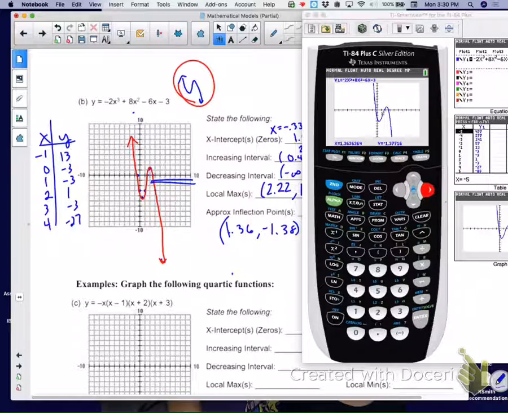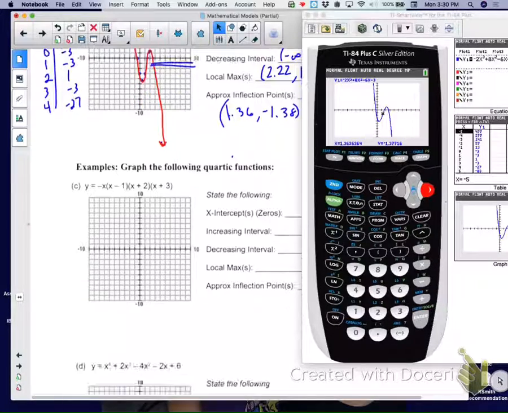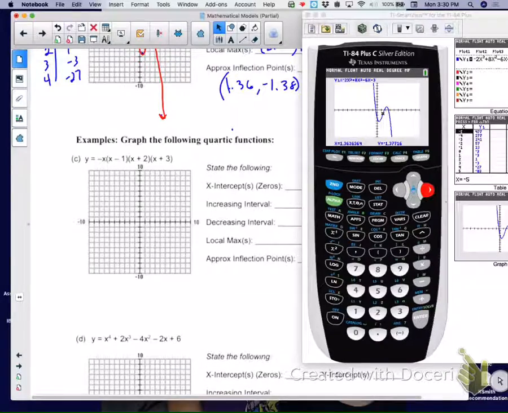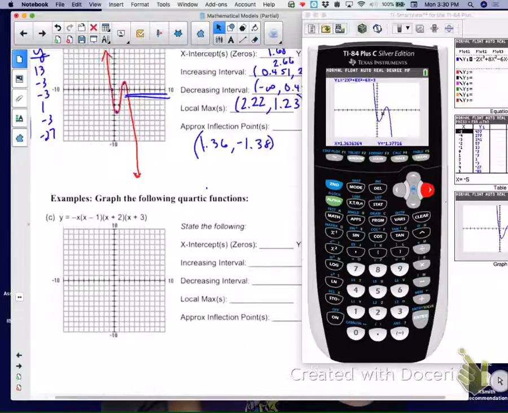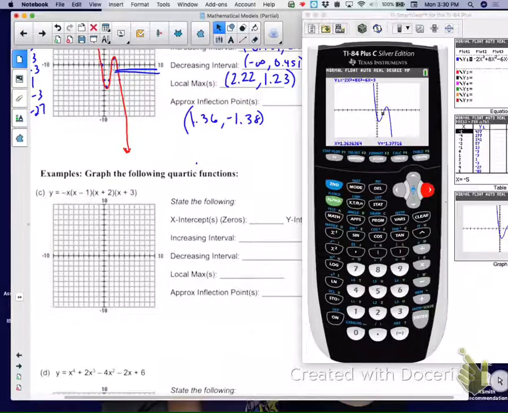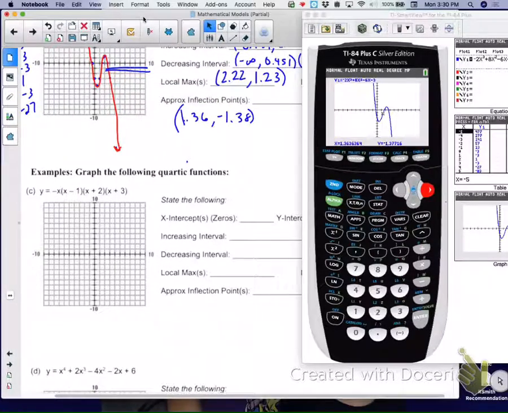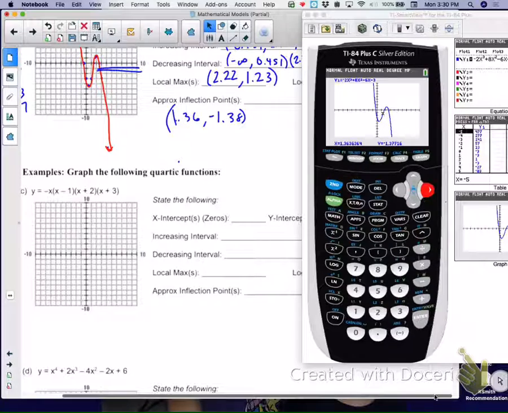Now, switching it up here for my quartic function. All right, so this one has 4 factors. Now, one of my zeros is going to be a 0. But we get those factors by, again, setting everything equal to 0. So I'm going to set that equal to 0, that, that, and that. When I set negative x equal to 0, I get 0. I get 1, I get negative 2, I get negative 3.